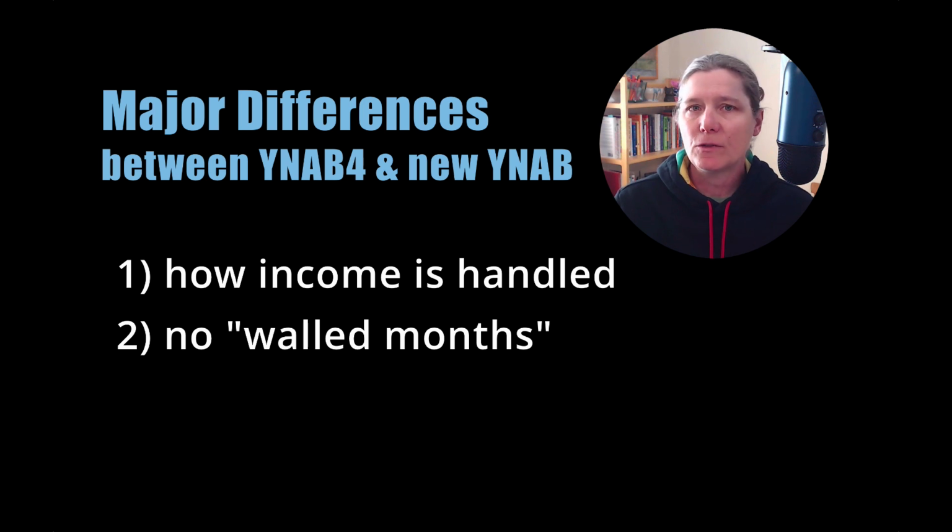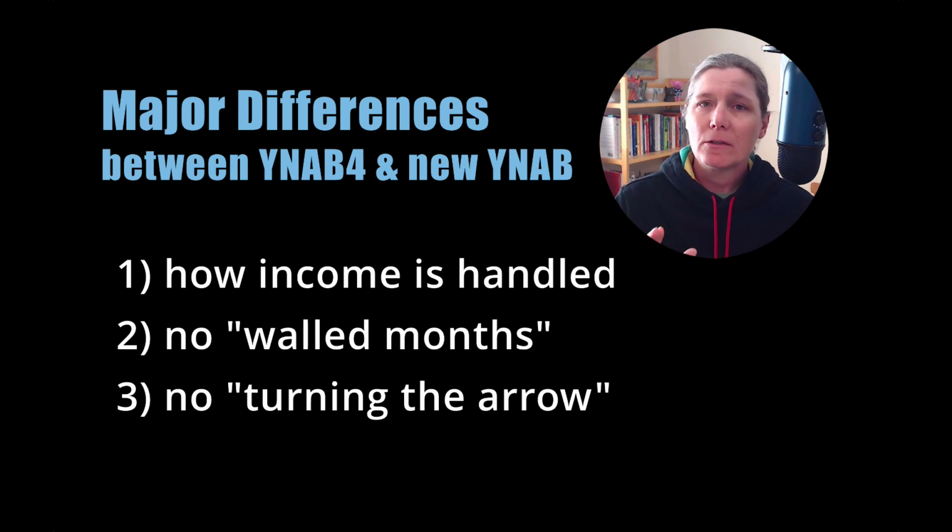The second big difference is what I refer to as walled months. In YNAB4, you had each month set up as a column, and you could see them right next to each other, and you could see the impact of changes in one month and how they impacted the next month, whether you didn't budget to zero or whether you overspent or whether you over budgeted. You could see it encapsulated in a single month.